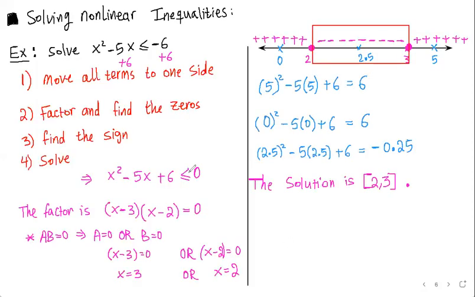So the example now, solve x times (2x plus 5) less than or equal to 0. Same steps. Move all terms to one side. Factor and find the zeros. Find the sign, solve.